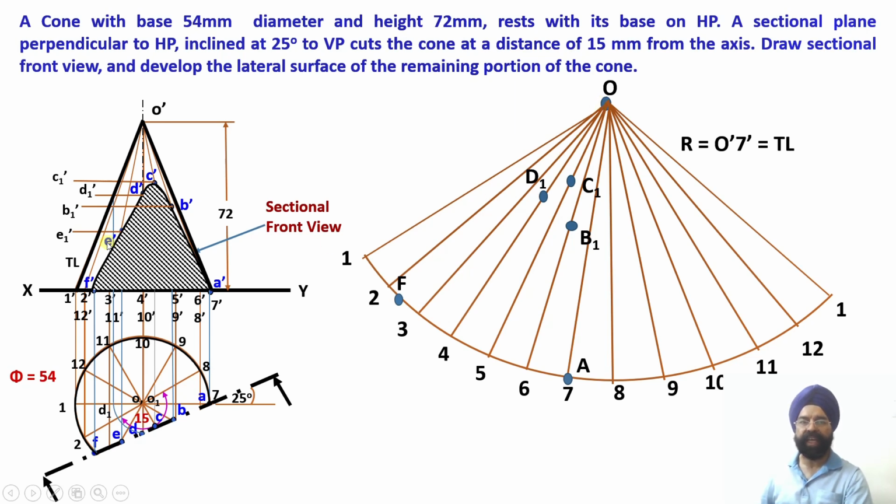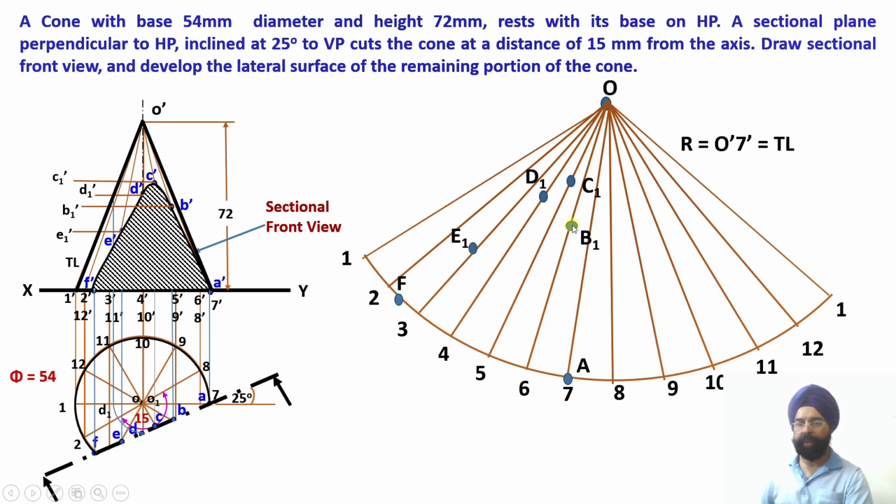Last point, E dash. So where does E dash lie? E dash lies on O dash 3 dash. Just see. Let me measure this distance O dash E dash. Is it the appropriate distance? No, because it lies on the apparent length. So once again, transfer it onto the true length. Measure this distance O dash E1 dash. And where do I need to mark it? On the slant generator O3. This is my slant generator O3. Onto this generator, point E1 will be marked. So E1 has been marked.